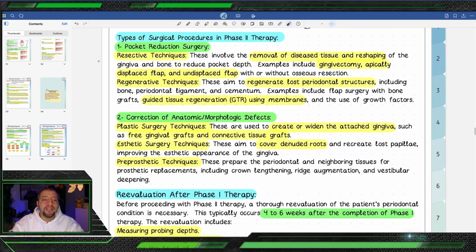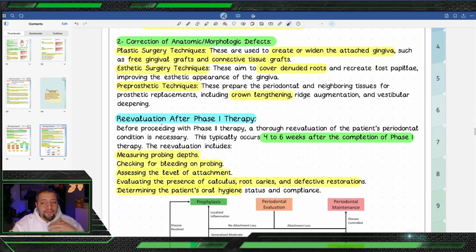Or we are going to use that second type of surgery, which is aiming at correction of an anatomic or morphological defect, like plastic surgery: create or widen the attached gingiva, like free gingival margin, connective tissue graft, or sometimes, due to aesthetics, to cover denuded root, or sometimes related to pre-prosthetic technique when you are going to do crown lengthening and ridge augmentation. The crown lengthening technique is coming in the prosthetic technique.